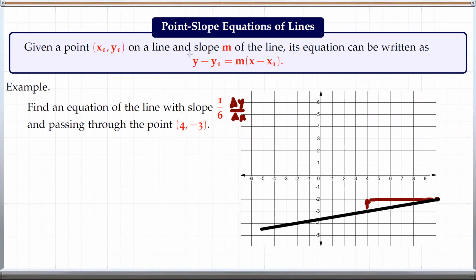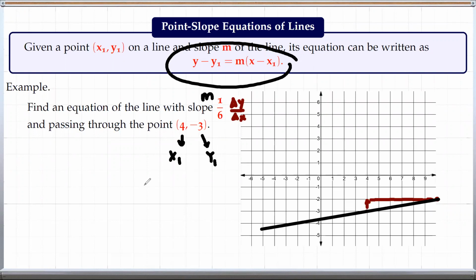Now let's try to find out the equation of the line. We'll be using this format, y minus y1 equals m times (x minus x1). So these two we can consider as x1, y1, and this is m. 1/6 is m. So putting all the information we have in this format, we get y minus y1, which is -3, equals the slope 1/6, times x minus x1, which is 4. So this is the equation. Now the rest is just simplifying.